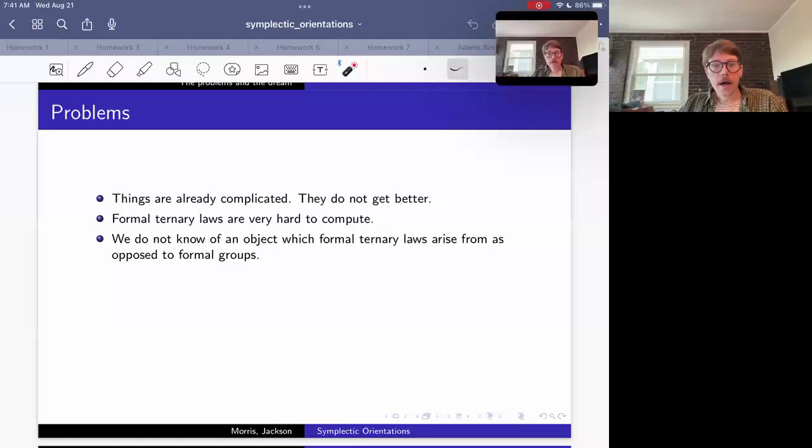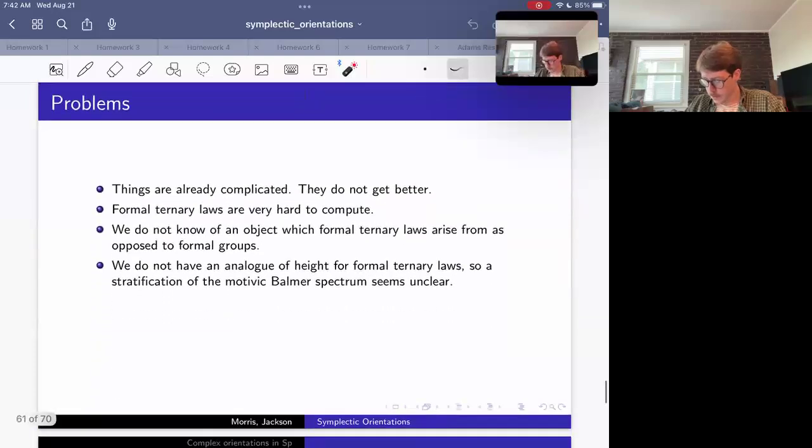Formal group laws come about as, if you take an algebraic group or a Lie group and you look at the identity and you take some formal neighborhood and you represent the multiplication in terms of power series, this gives you a formal group law. But it's unclear what type of situation a formal ternary law arises from other than this ad hoc construction that we've done. So if one could find an object where these come from, it would be a lot more motivating and maybe more clear how to work with these things.